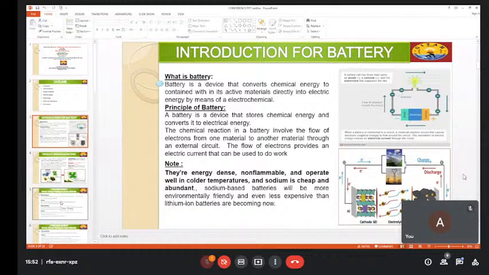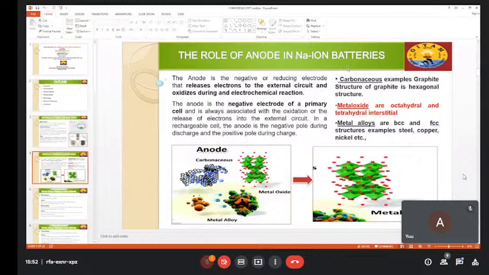Now, the role of an anode in sodium ion batteries. The anode is negative, releasing electrons to the external circuit, and oxidation occurs during the electrochemical reaction. The negative pole is during the discharge and the positive pole is during the charge condition.